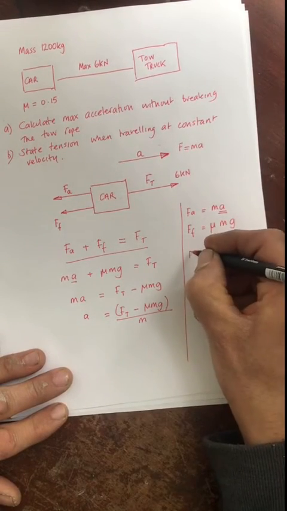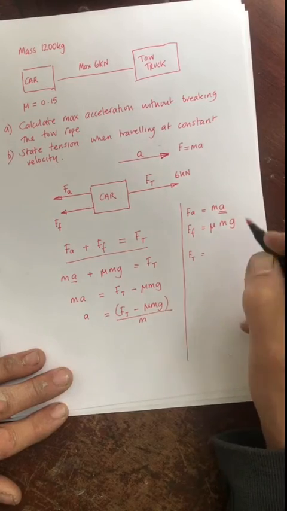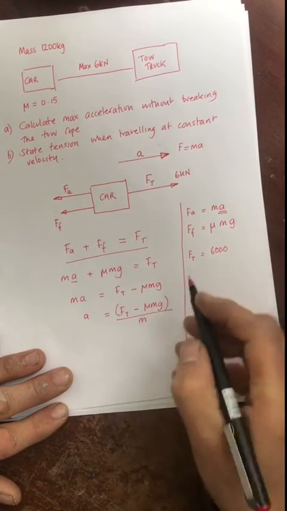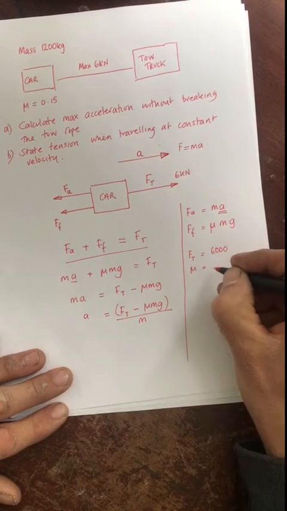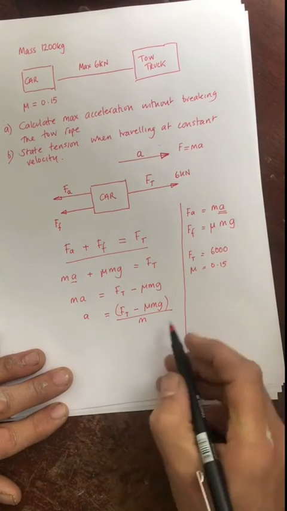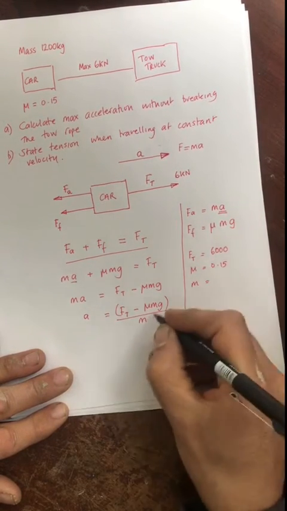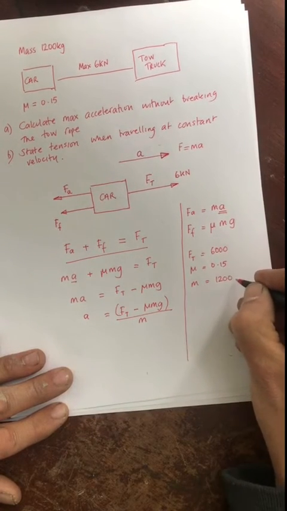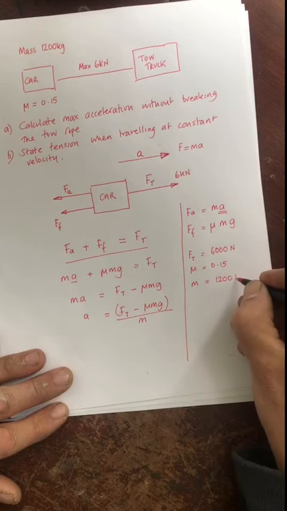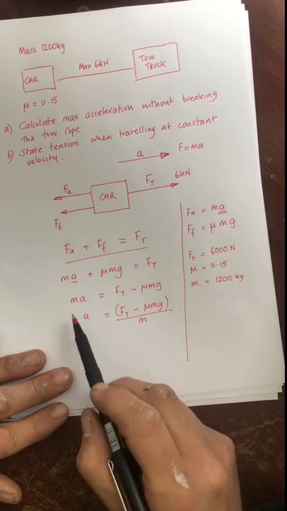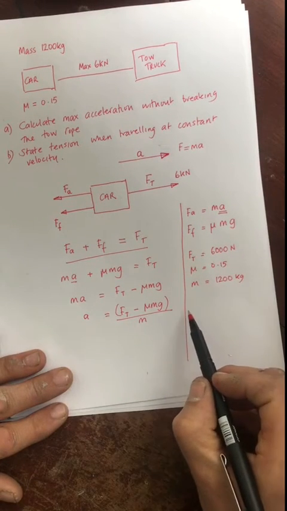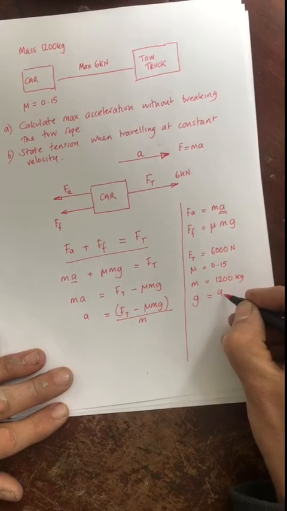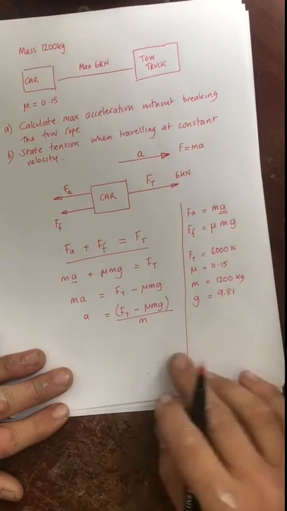Next stage is to find out from the question what these things are. So I know that the numerical value of Ft will be the maximum value, which is 6,000 newtons, 6 kilonewtons. I know that mu from my question is 0.15. I know that m from my question, both m's in fact, are going to be the mass of the car, which is 1,200 kilograms. So that's newtons, kilograms, and a coefficient with no units. What else do I need to know? Oh, g, which is 9.81. Generally we use that for g.